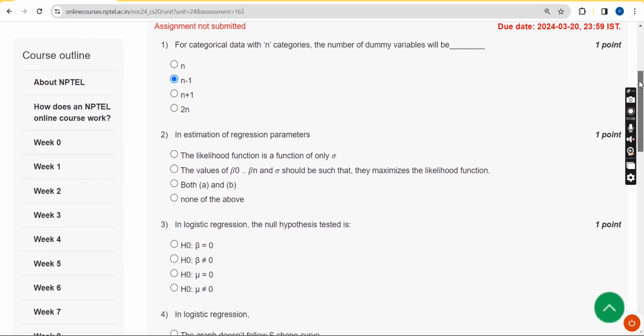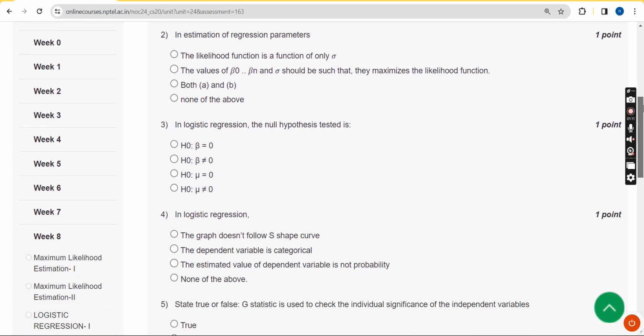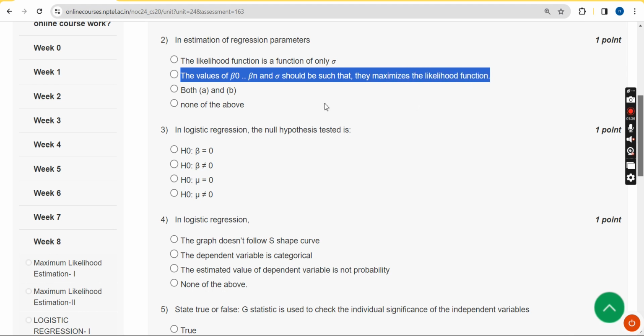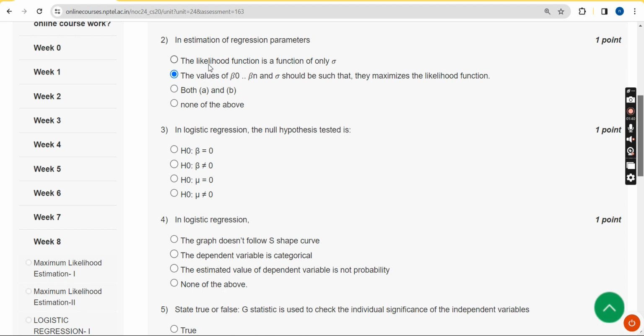Next, second question. In estimation of regression parameters, what will be the correct option according to this statement? For the second question, the probable answer is the second option: the values of b0 to bn and pi should be such that they maximize the likelihood function. So the second option could be the probable solution for the second question.